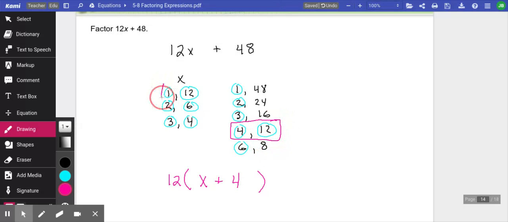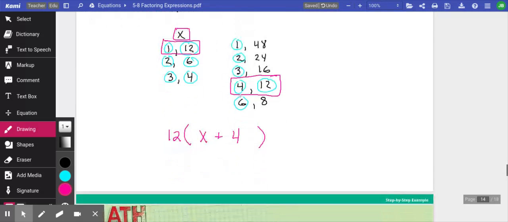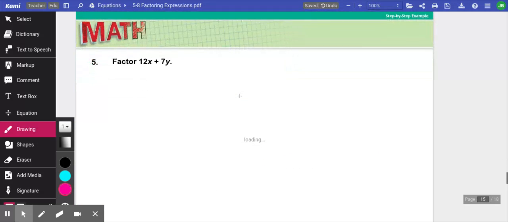Same here. We took out the 12, and the number and the variable, because we didn't use the variable, was what's left inside the parentheses. So just another kind of hint for you. If we're writing out our factors, we can use that to help us write our final expression.